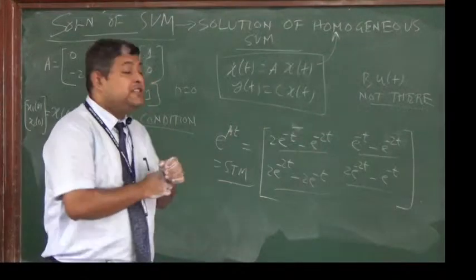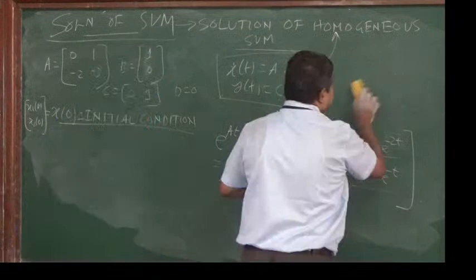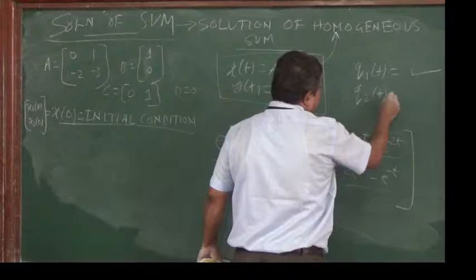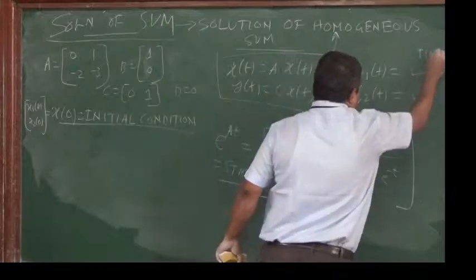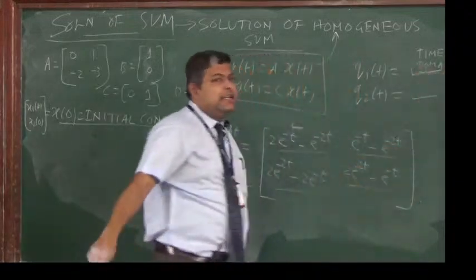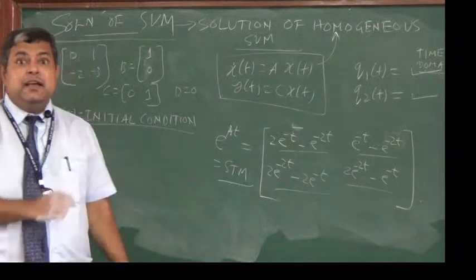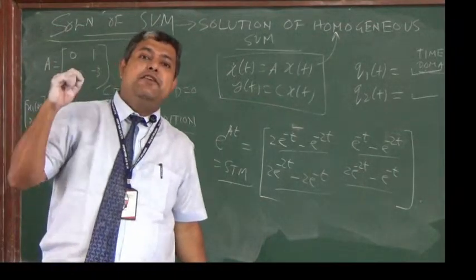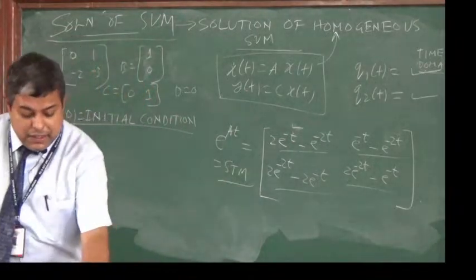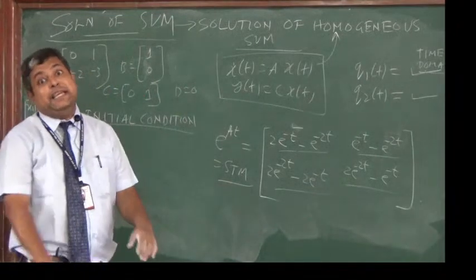What is meant by finding the solution of the system? Finding the solution of the system is nothing but finding the q1(t) equation and the q2(t) equation in time domain. Same as the solution of ODE that we have done, here also we are doing the solution of ODE, but not in simple algebraic form, but in a compact matrix based or state space based form. That's why this is called solution of the state space model, not solution of ODE.